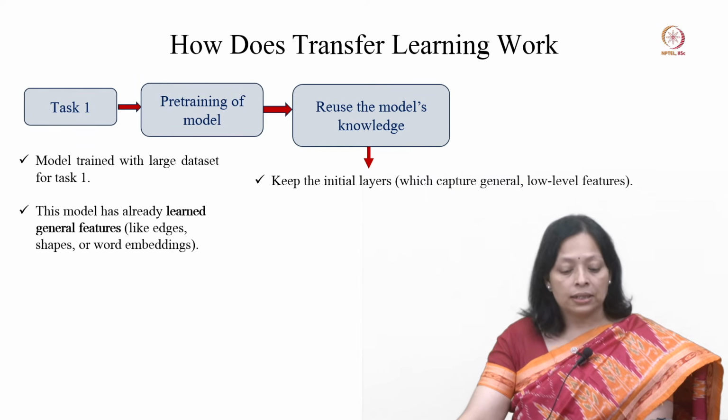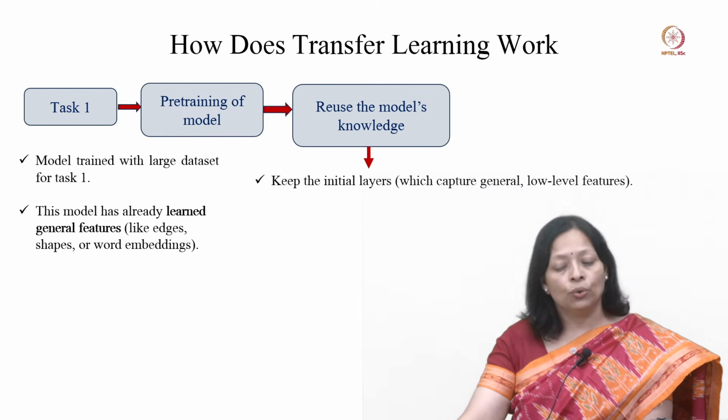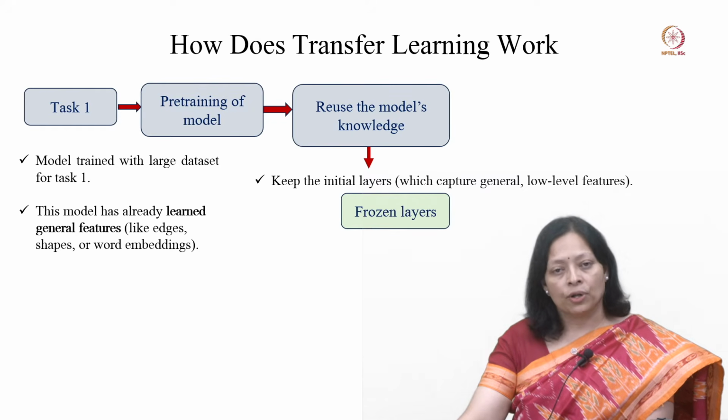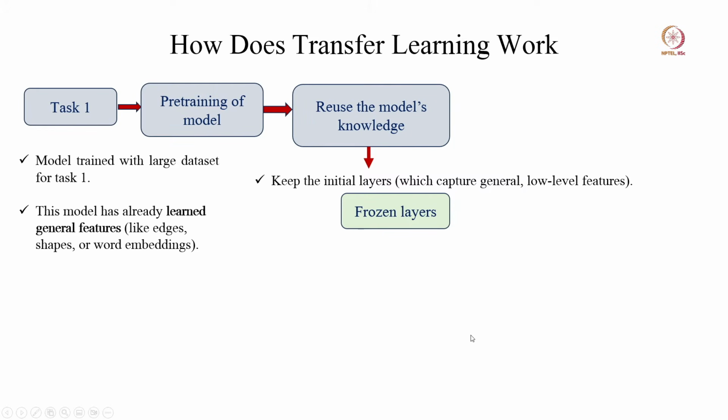We can do it in two ways. Keep the initial layers which capture general low level features, and these are called the frozen layers. Whatever low level features my model has already learned, I am keeping and reusing them. We all know the initial layers of the neural network are the ones which help in capturing the low level features. And then modify the final layers, which are task specific, to suit your problem.